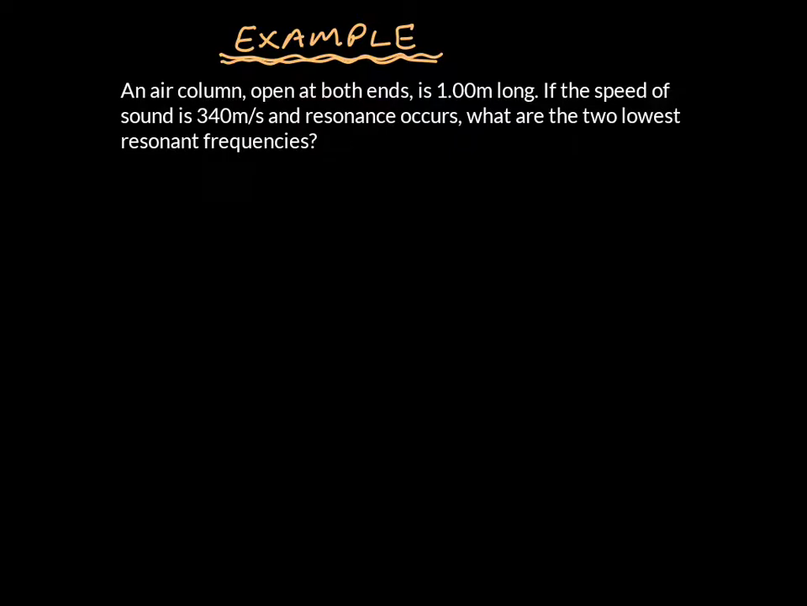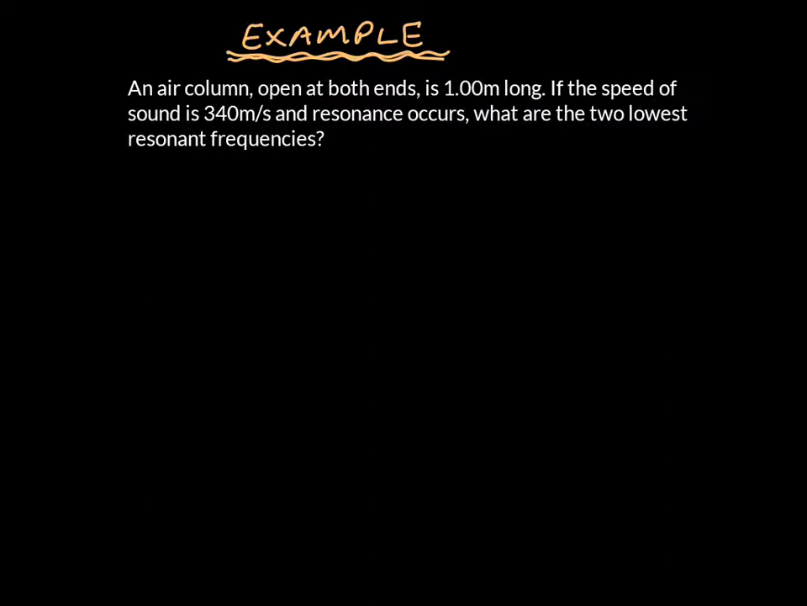The final thing I'm going to do is look at an actual worked example. Our setup here is an air column open at both ends that is 1 meter long. If the speed of sound is 340 meters per second and resonance occurs, what are the two lowest resonant frequencies? Of course, there we're looking for f0 and f1, or the fundamental frequency and the first overtone. Or we can call these the first harmonic and the second harmonic.